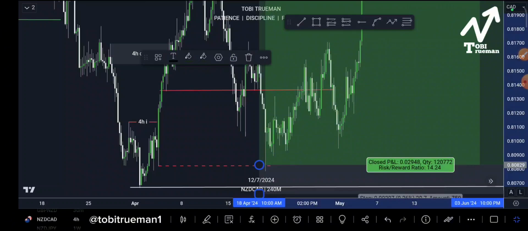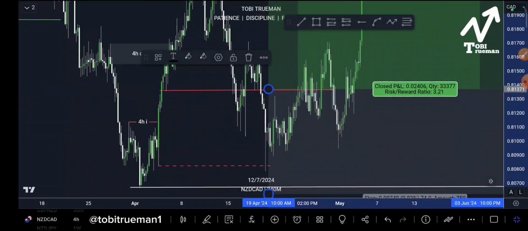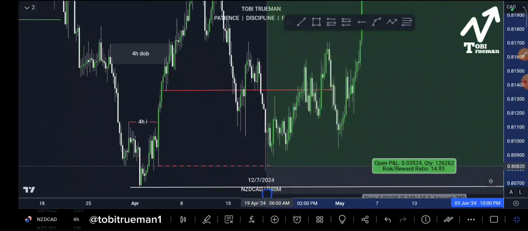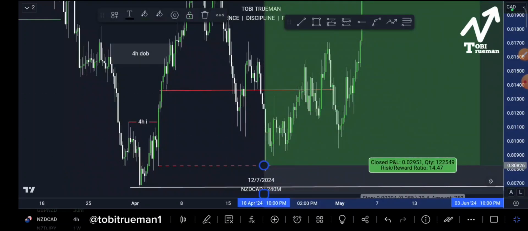Let me adjust this. You can see this will just give us a 3.2 risk to reward ratio if you have used the point of reaction from that additional order block on this trade. But having used this Fibonacci retracement tool, we're able to amass about 14 risks to reward. You risk $1 to get $14, and so forth.